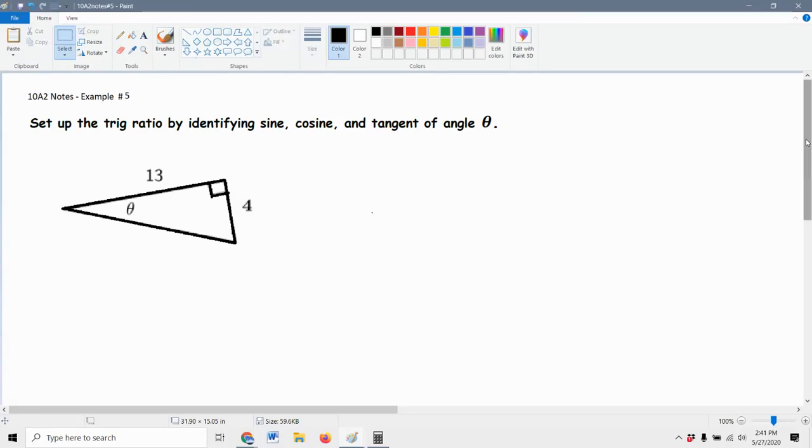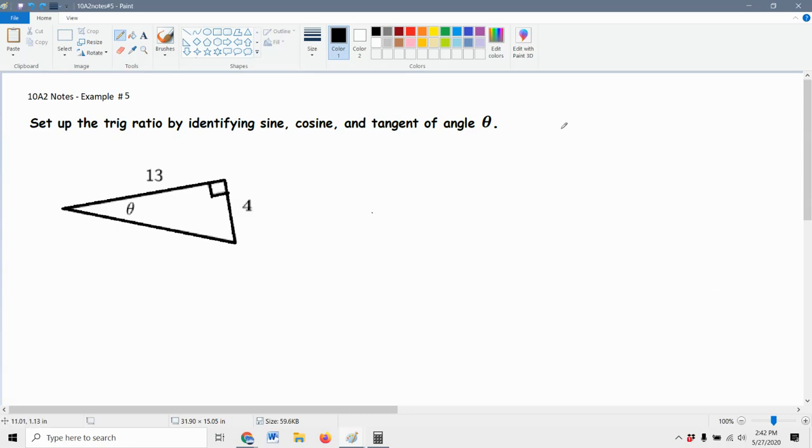Hi guys, we are doing the 10A part 2 notes, and we're on example number 5, okay? We are asked to set up the trig ratios by identifying sine, cosine, and tangent of angle theta. And you'll see on this problem, we don't have our template like we did on problems 1 through 4. That's because sometimes you're going to be given a problem where you have to make the template, and I want to walk through that process with you guys.